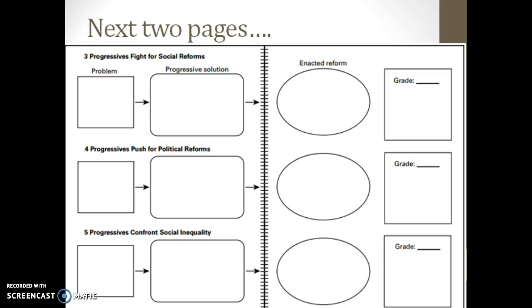All right, good. You'll notice that the squares for each section are the problems, and these are really similar to chapter 16 stuff. But you read through the section and identify the problems that the progressives are looking at. The next space over is the rectangle with the rounded corners. Those are the progressive solutions. These are the things that progressives wanted to get done to fix the problems from the square boxes. Not what they actually did get done, but what they were hoping to get done.